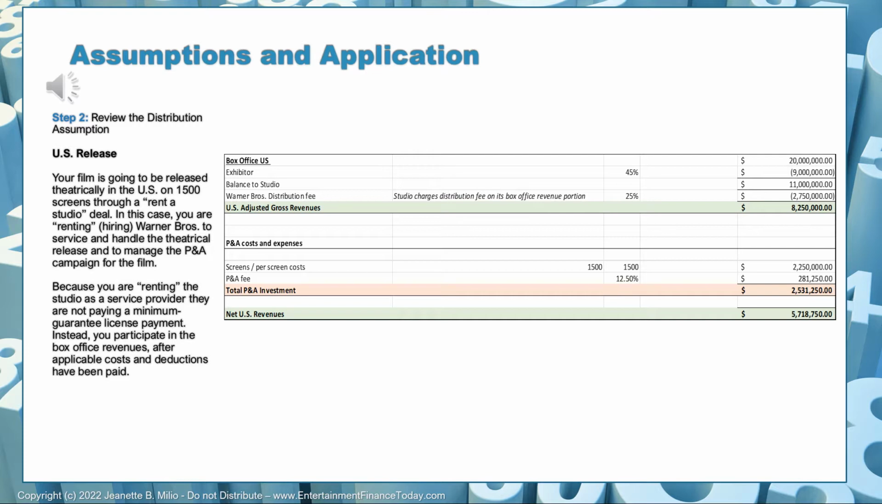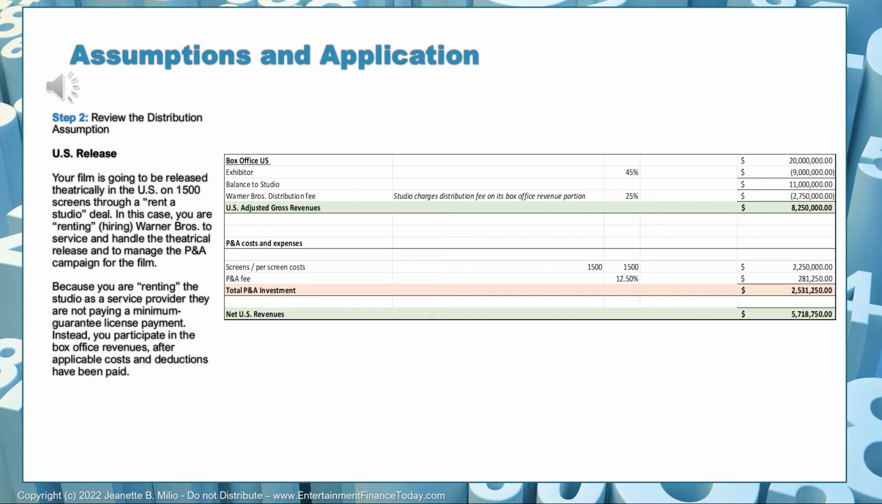The assumptions are telling us we're making $20 million in the box office. The exhibitor, the theater owner, will be receiving 45% of those box office ticket sales. So we need to deduct 45% of 20 million, which is 9 million. So we're then left with 11 million, and that is the amount that the studio would receive, for which they, in this case Warner Brothers, charge us a distribution fee of 25%. 25% of 11 million is 2,750,000.